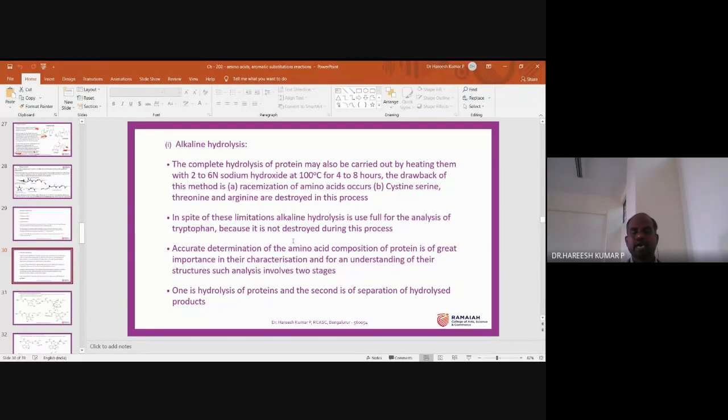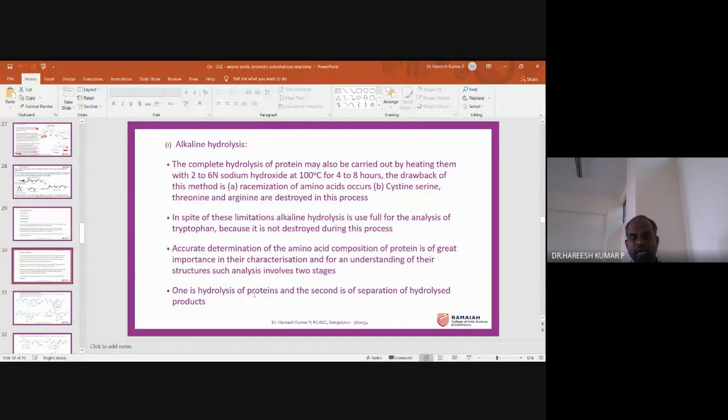One more thing. As I mentioned earlier, amino acids are sensitive to acidic as well as basic conditions. Accurate determination of the amino acid composition of a peptide or protein is of great importance. As I mentioned, the L amino acid is physiologically active. If there is a difference in stereochemistry, and D is there instead of L, then it won't be physiologically active. Because of that, accurate determination of the amino acid composition of a protein or a peptide is of great importance in their characterization and for understanding their structure.